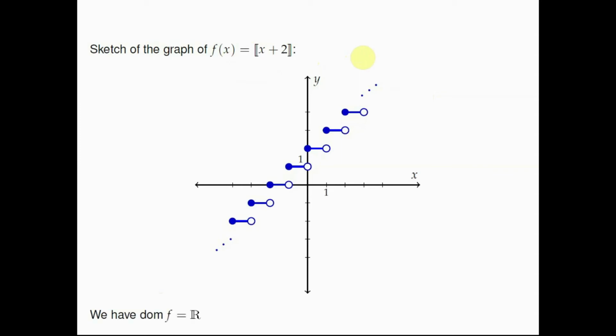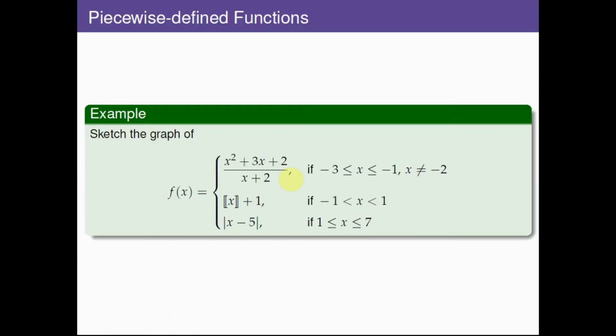Alright? So here, what is the domain of our function? It is the set of all real numbers. And what about the range? Our range, again, is only the integers. Okay? For our final example, let us sketch the graph of this piecewise defined function.